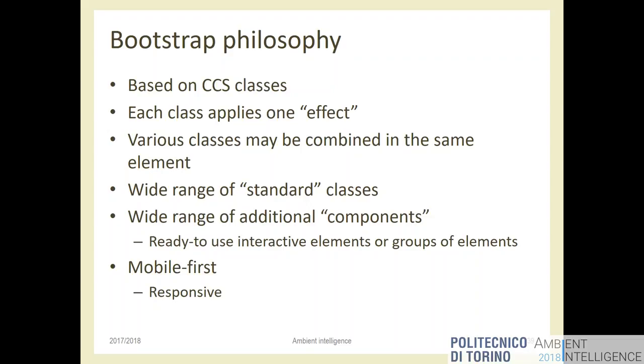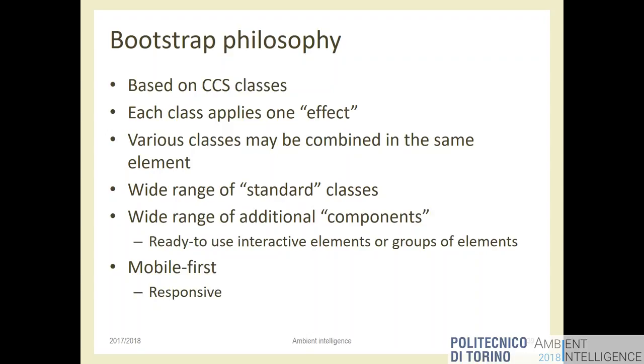And of course, these classes may be combined. This is something that I didn't tell before, that the class attribute can have more than one value. Class A space B space C, and you are applying class A and B and C to the same element. So the same element may normally have more than one class. The ID, of course, cannot, because it must be unique. And so the classes defined by Bootstrap are very modular. You can apply more than one, and then the effects will combine.